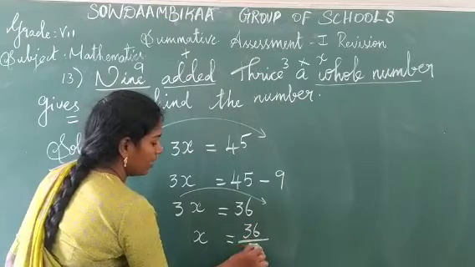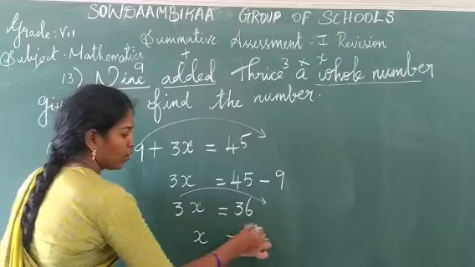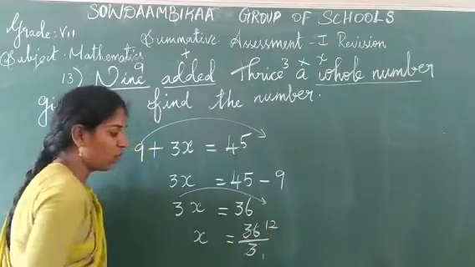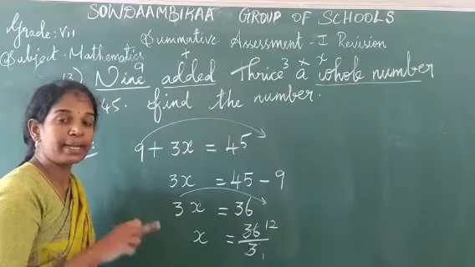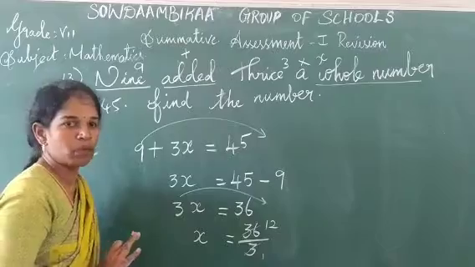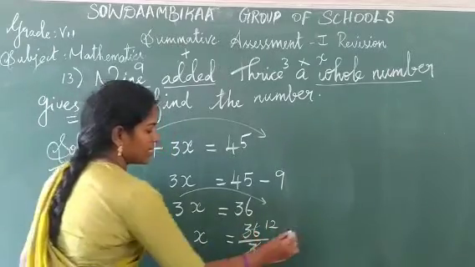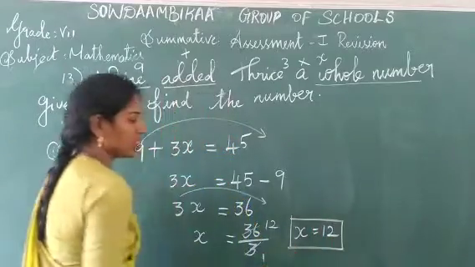36 divided by 3. 1 3 is 3. Again 1 3 is 3. 2 3s are 6. In whichever table we do the division, both numerator and denominator should take the same table. Okay dear? 1 3 is 3. 12 3s are 36. Therefore x is equal to 12. That whole number is equal to 12.